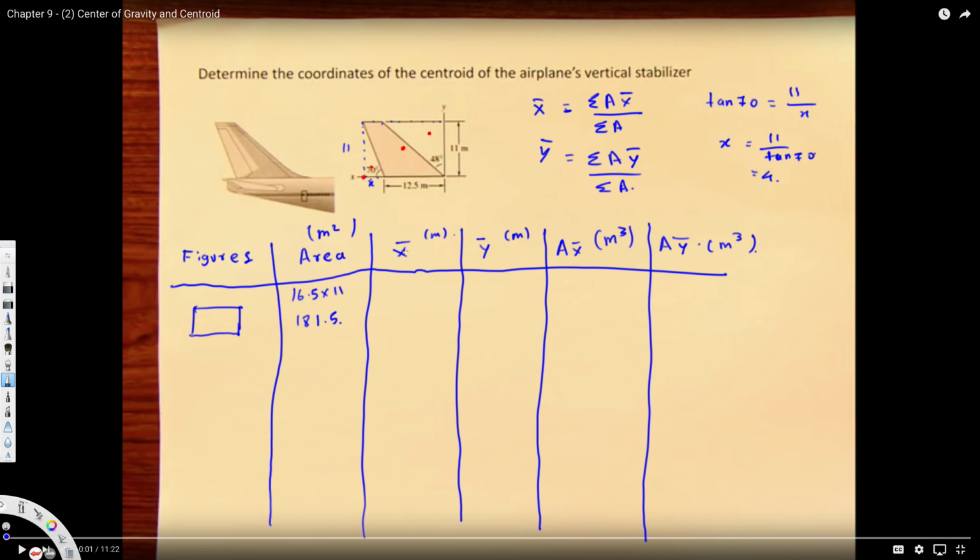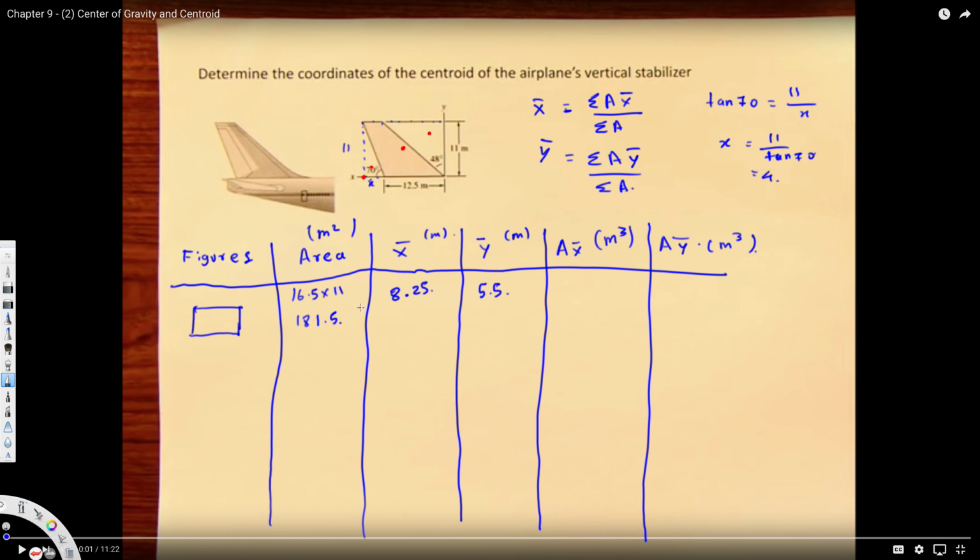So for this, now x bar is going to be the distance from here to this middle. We know the total distance is 16.5, so it's going to be exactly half of this one. So 16.5 divided by 2 is going to be 8.25 right here, and y bar is going to be the height of this one, and it's exactly half of this height. So we know the height is 11 meter, and if you divide by 2, it's going to be 5.5.